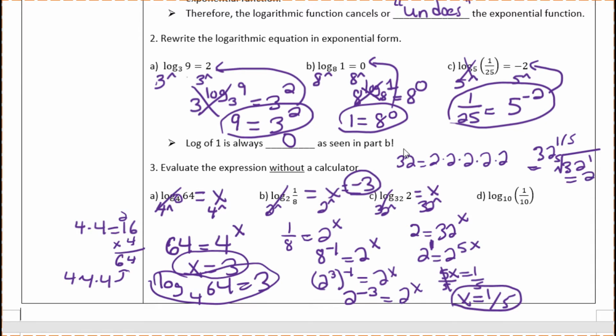All right, the last one. So we're going to set this equal to x. So we're going to raise both sides to the 10. So the log and the 10 cancel. So we got 1 over 10 equals 10 to the x power. Again, since this is a fraction, flip it up and then make the exponent negative. And now you can clearly see what the exponent is. The exponent is negative 1.